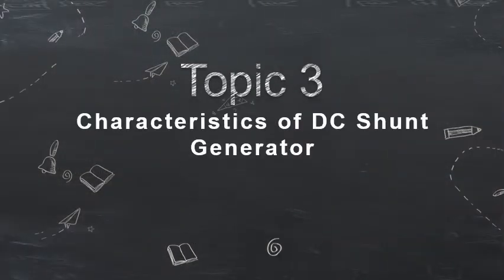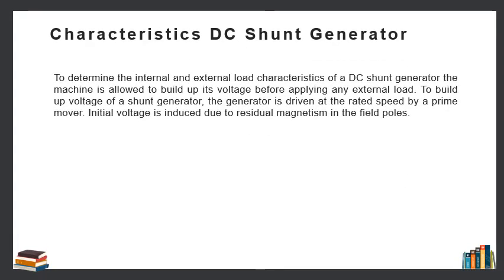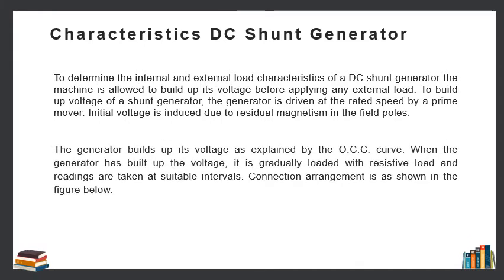Now we will move to the next topic, the characteristics of the DC shunt generator. To determine the internal and external load characteristics of a DC shunt generator, the machine is allowed to build up its voltage before applying any external load. To build up voltage of a shunt generator, the generator is driven at the rated speed by a prime mover. Initial voltage is induced due to residual magnetism in the field pole. The generator builds up its voltage as explained by the open circuit characteristics or curve.